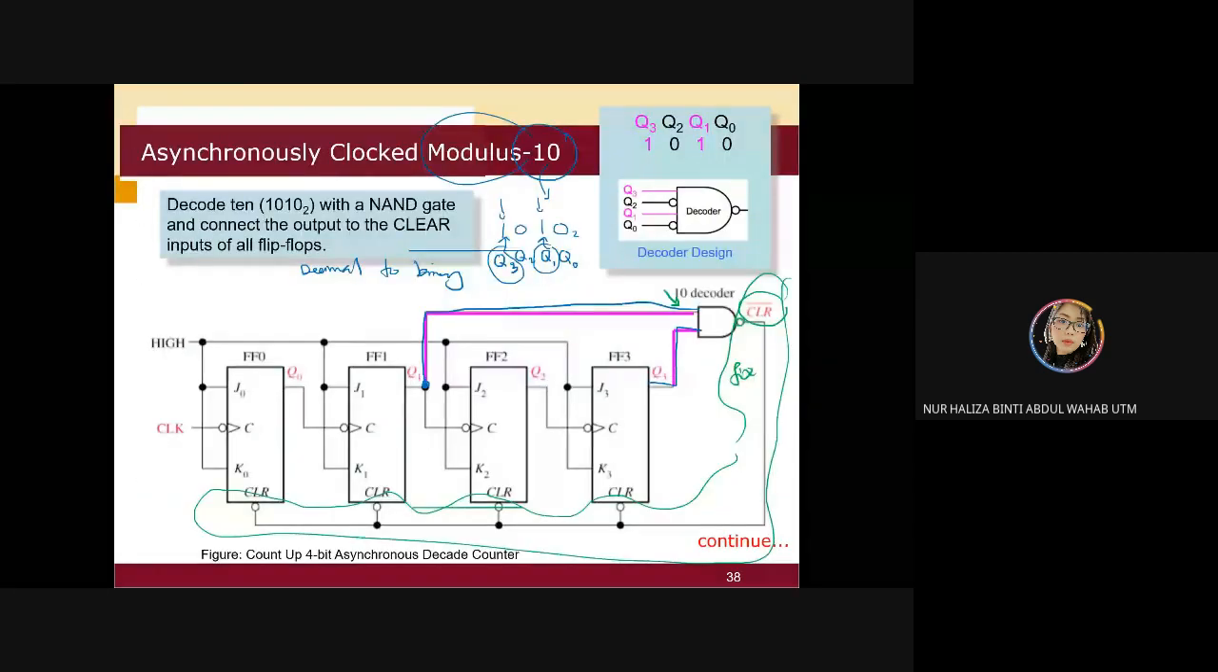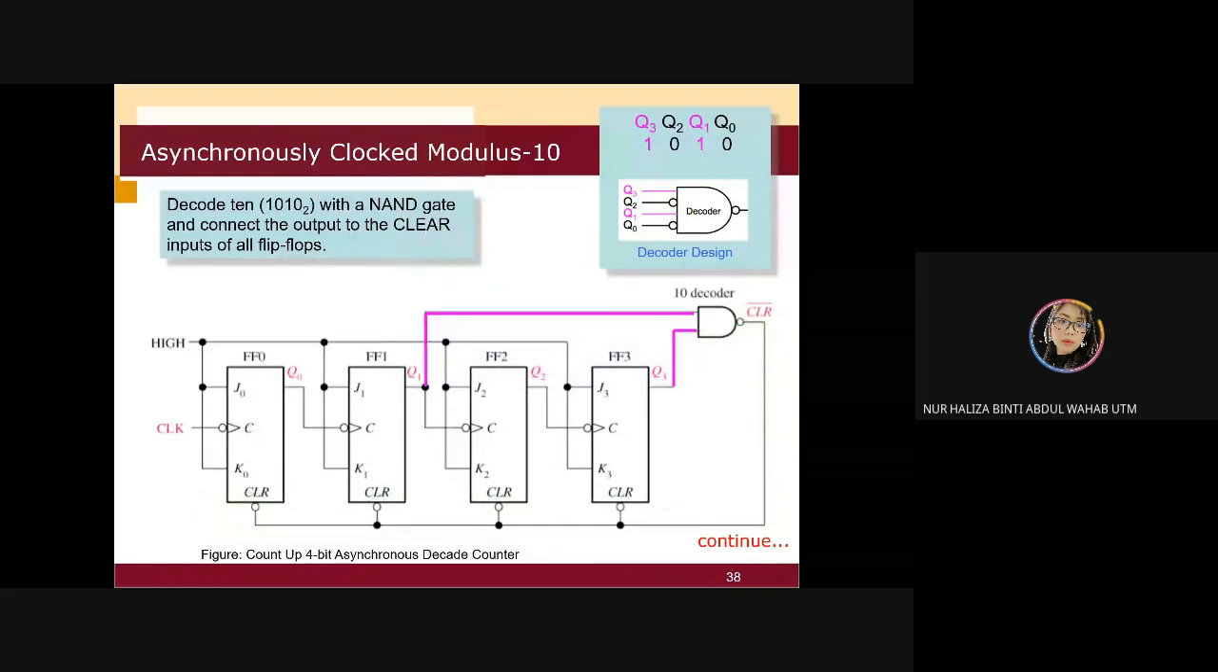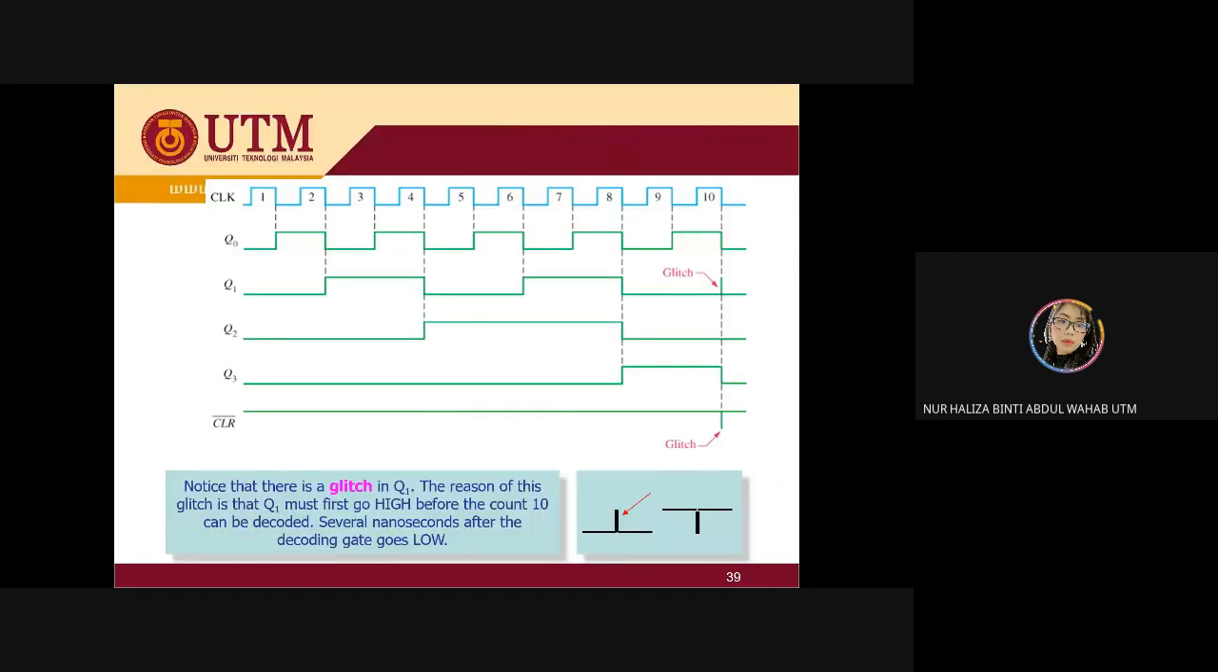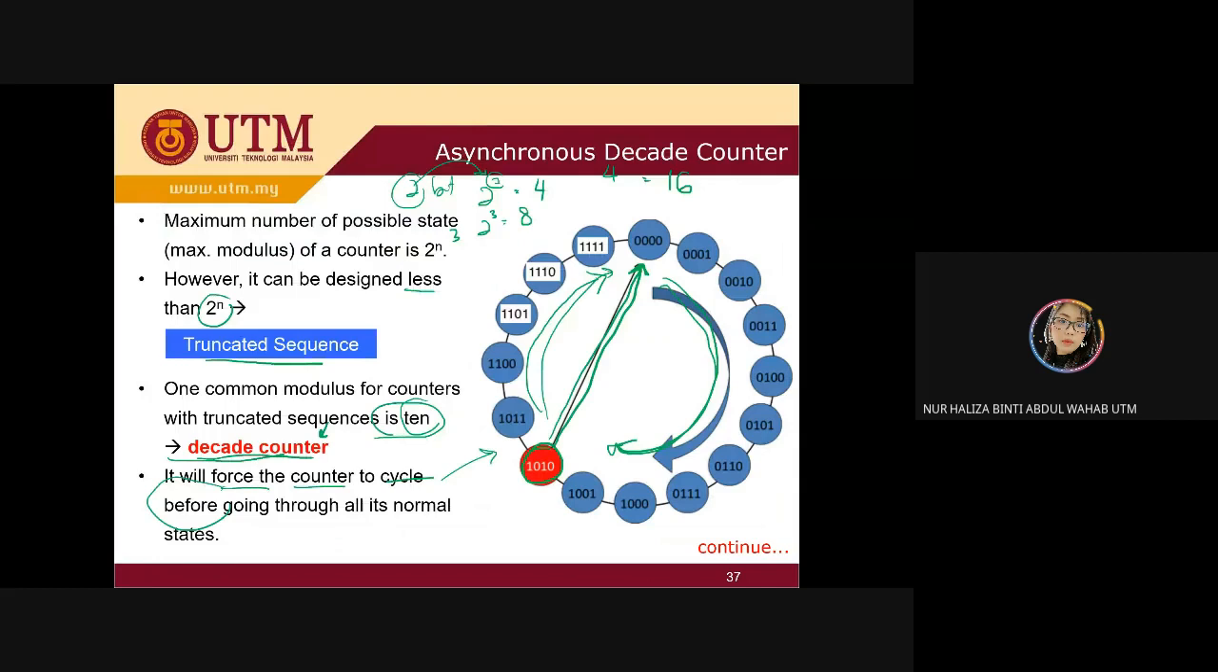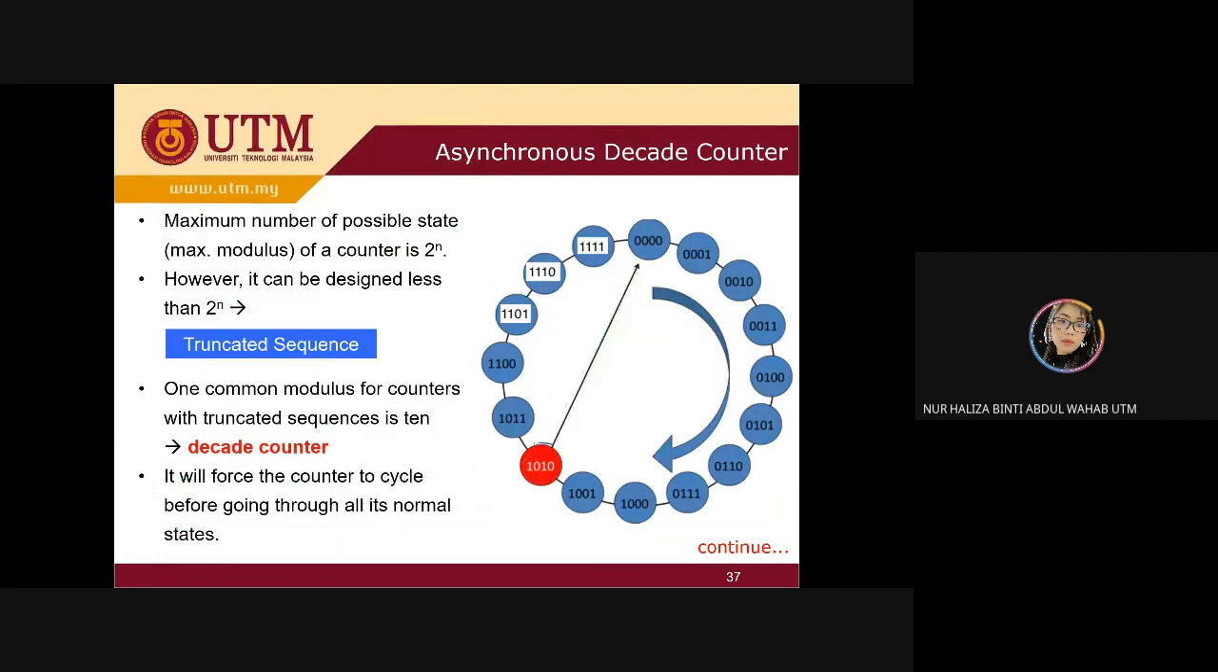Okay, when you have the decade counter, there are some unusual things for your timing diagram. When you have this modulus 10, after you reach 10, it will force you to go back to 0, 0, 0, 0. Okay, that is the first thing that you need to keep in mind.